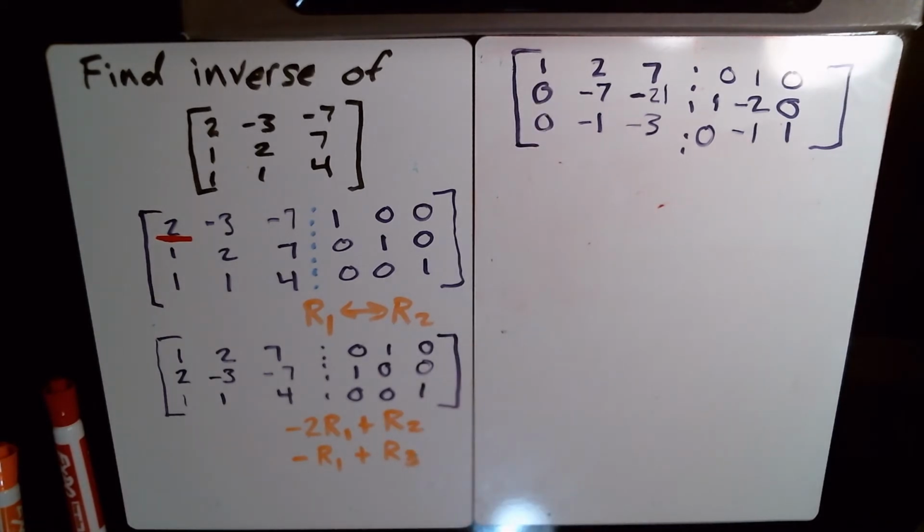Okay, so now that the first column is taken care of, it looks like the identity matrix. What do we do next?